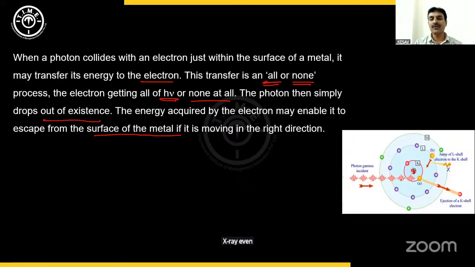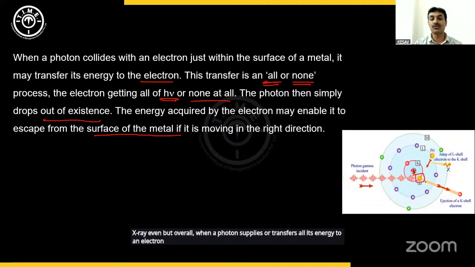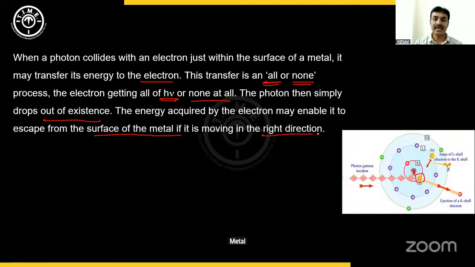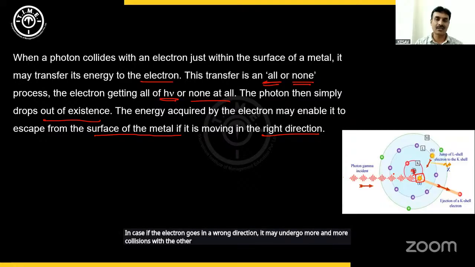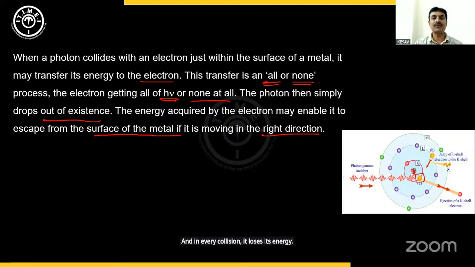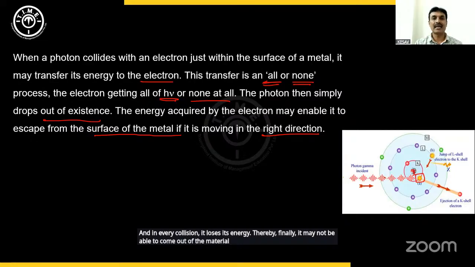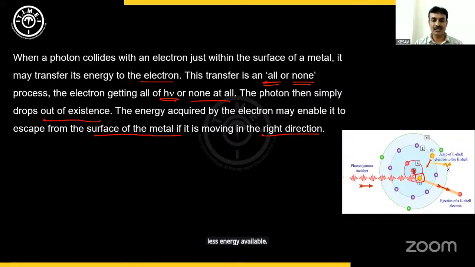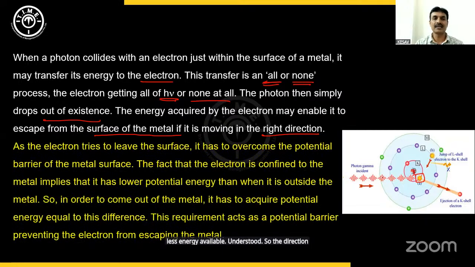But overall, when a photon transfers all its energy to an electron, if that electron is moving in the right direction, it may come out of the metal. What is this right direction? What happens if it goes in a wrong direction? In case the electron goes in a wrong direction, it may undergo more and more collisions with the other electrons or ions within the material, and in every collision it loses its energy. Thereby, finally, it may not be able to come out of the material because of less energy available. Understood? So the direction is also important.